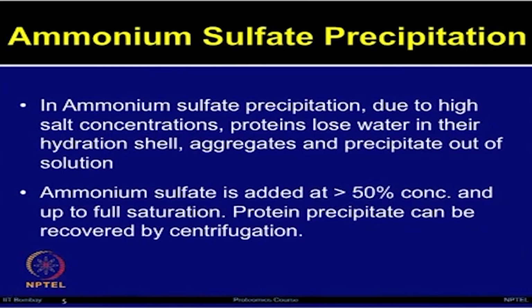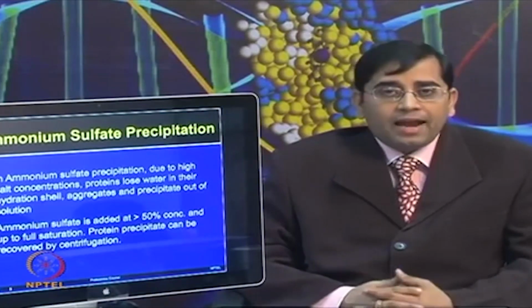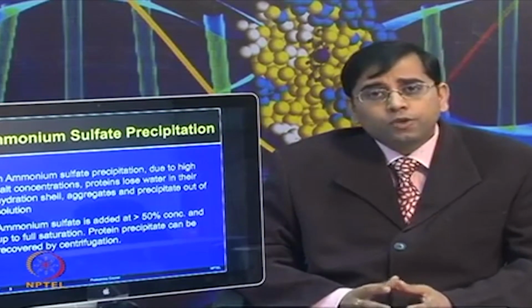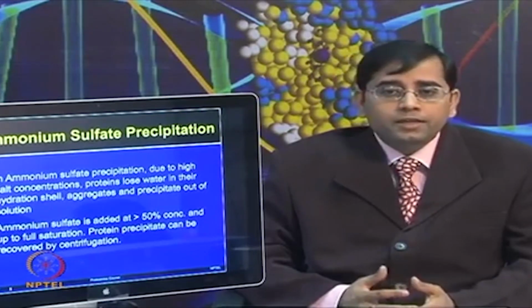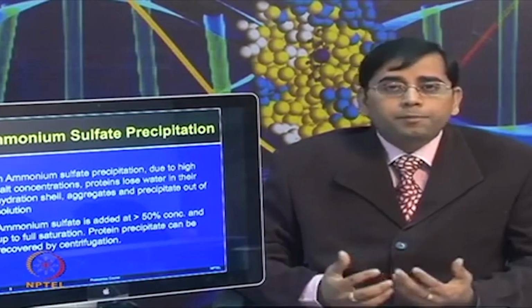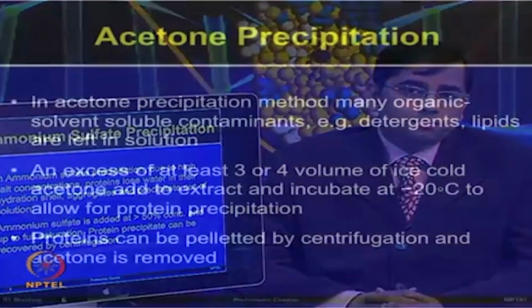So, in ammonium sulphate precipitation, due to the high salt concentration, the proteins lose water in their hydration shell, they aggregate and precipitate out of the solution. So, if you add ammonium sulphate at greater than 50% concentration and up to its full saturation, the protein precipitation will occur, and then by performing the centrifugation step, this can be recovered.